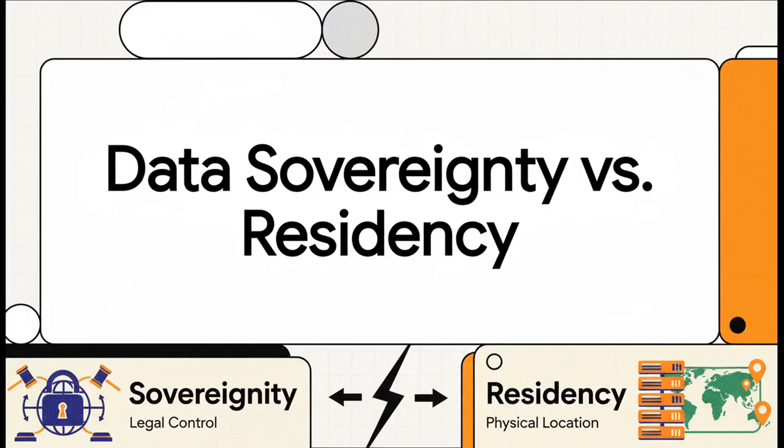So, you're running a global business, and that means you're dealing with a ton of data. But here's the thing, managing that data is way more complicated than just finding a place to store it. We're getting into legal control, compliance, and this really critical difference between data sovereignty and data residency. Honestly, not knowing this difference can completely sink your international strategy.